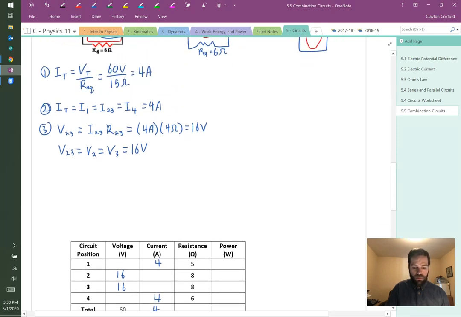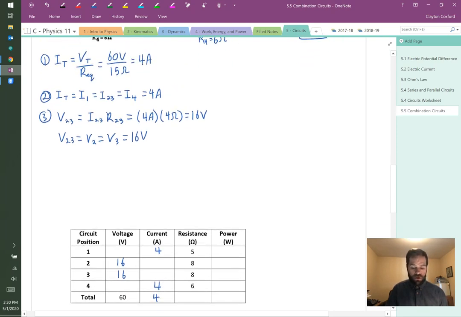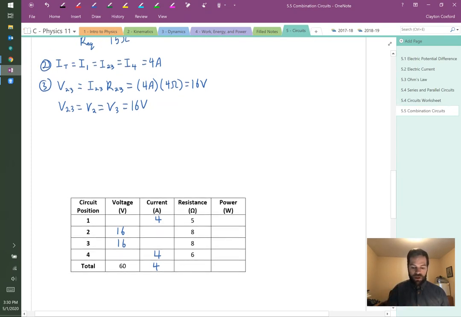And now we actually have enough information to use Ohm's law to solve for the rest. Remember, Ohm's law is the relationship between voltage, current, and resistance. So if we know the voltage and the resistance across a resistor, we can figure out the current, or if we know the current and the resistance, we can find the voltage. Looking at our table, we can see that for each circuit position, 1, 2, 3, and 4, we know either the voltage or the current, as well as the resistance. So we can now use Ohm's law to figure out the missing piece. So step 4 here: solve for everything else.